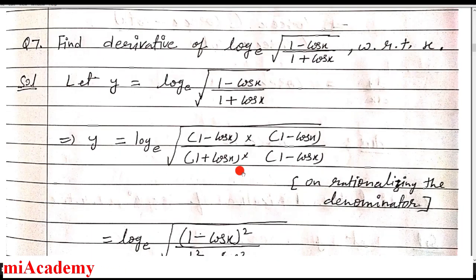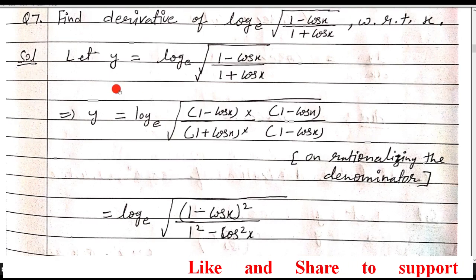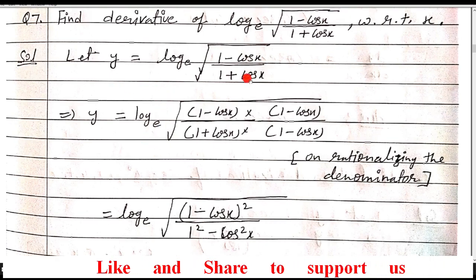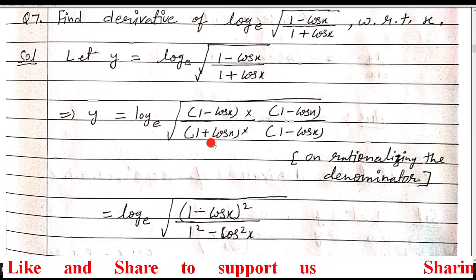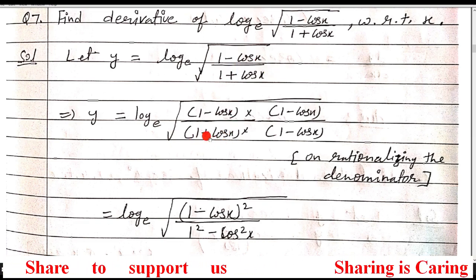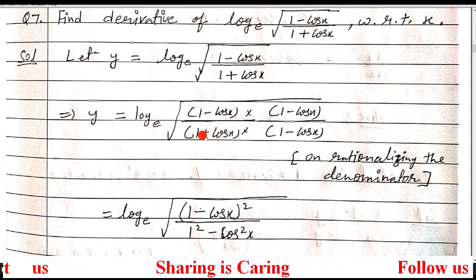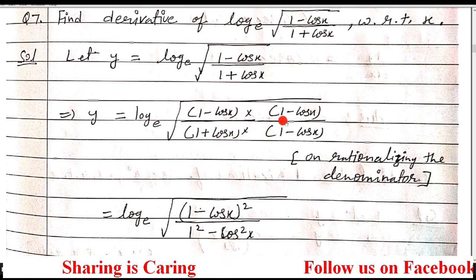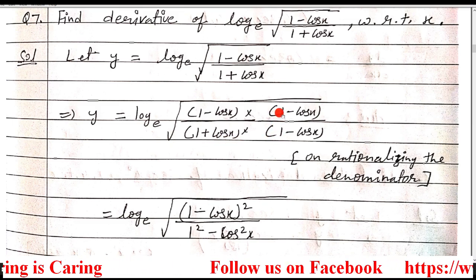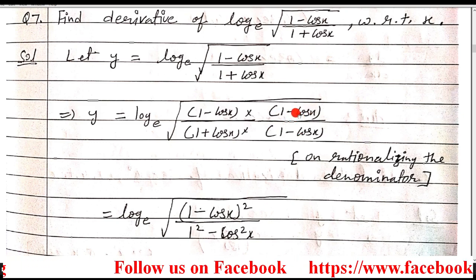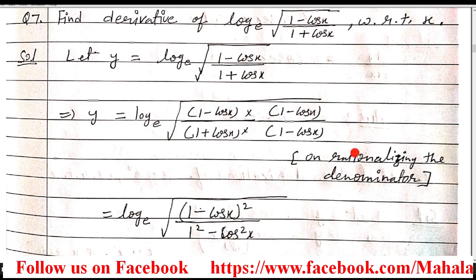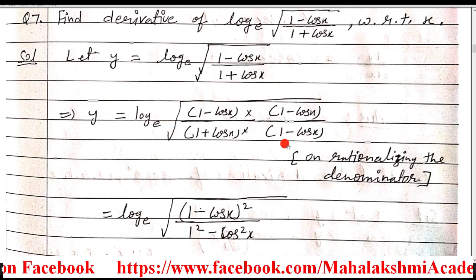Question 7 is: find the derivative of log root of (1 minus cos x) upon (1 plus cos x) with respect to x. So again we will assume this as y. Now before differentiating it, we will try to simplify it. So just rationalize the denominator. When we have to rationalize the denominator, if the denominator has a plus sign in the middle, we take the opposite of it, that is the minus sign. So take the bracket as 1 minus cos x and 1 minus cos x. This process is named rationalizing the denominator.